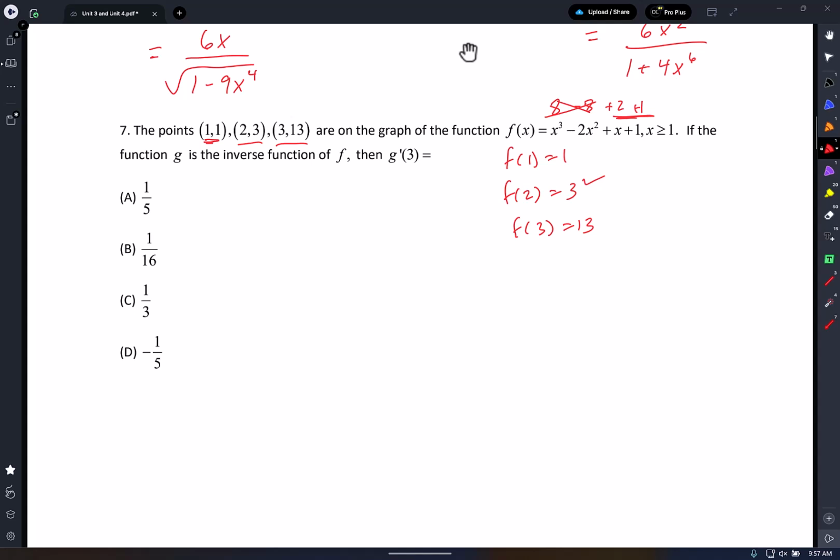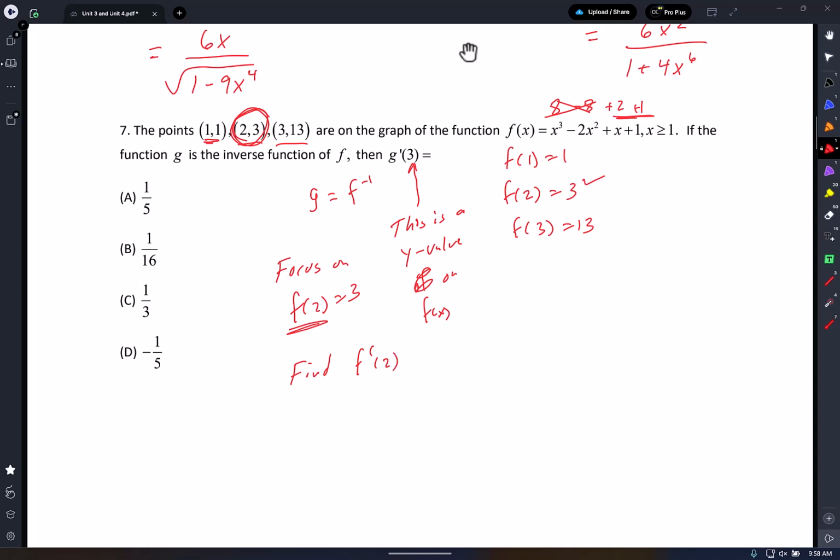If the function g is the inverse of f, then g prime of 3, okay, this is a y value on f of x. So that means I should be paying attention to this guy right here. Focus on f of 2 equals 3. So that means find f prime of 2. Whatever the derivative at 2 is, g prime of 3 is just going to be the reciprocal of that. So g prime of 3 is equal to 1 over f prime of 2.